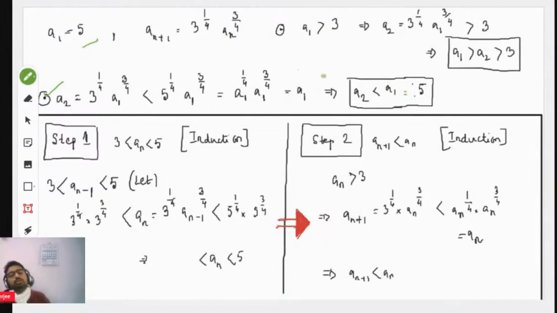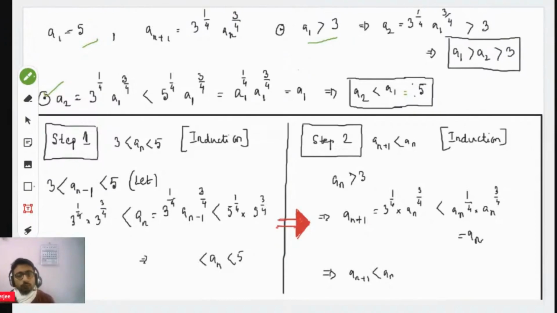And here you can also see that a1 is greater than 3, so you get that a2 is equal to 3 to the power 1/4 times a1 to the power 3/4. Using this idea, you can get that a1 is actually greater than a2, greater than a3. So a2 is between 3 and 4, which gives you an intuition that in general, an is actually between 3 and 5.